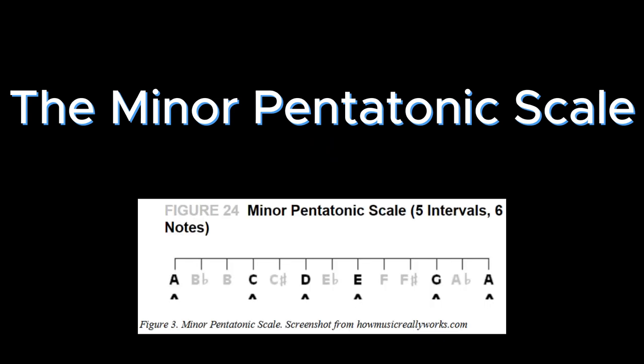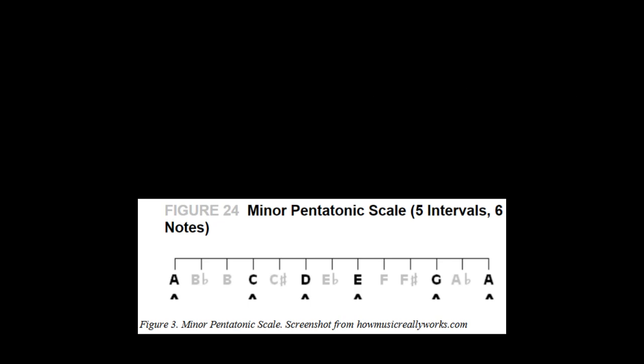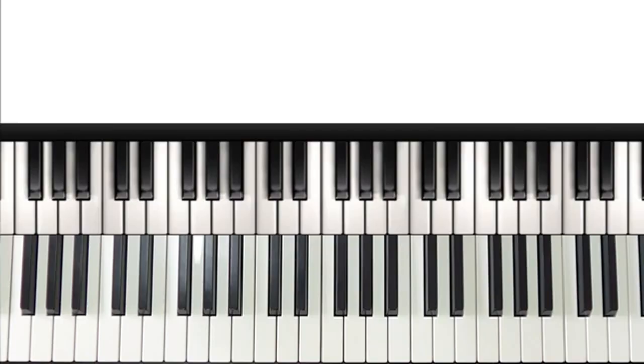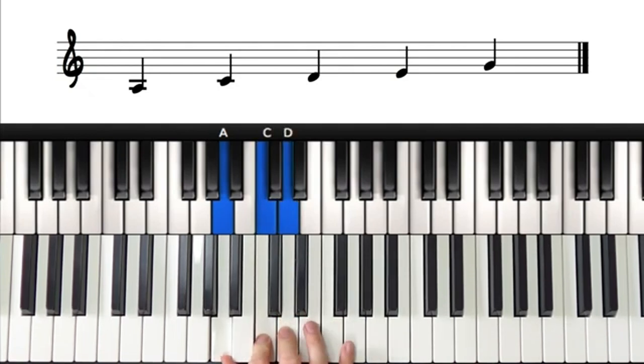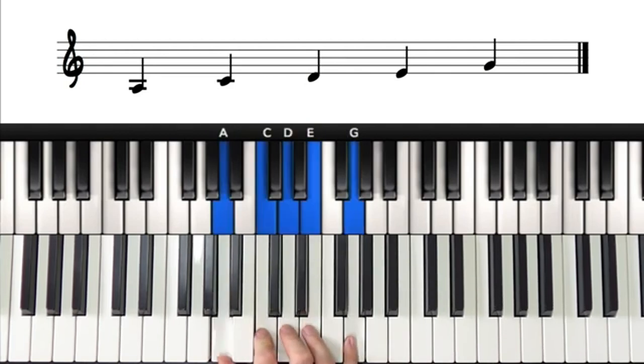The minor pentatonic scale. It is said that the minor pentatonic scale uses the same notes as major pentatonic, but in a different order. So the minor pentatonic is a five-note scale consisting of the first, third, fourth, fifth, and seventh notes of the natural minor scale. So in the key of A minor, this is the minor pentatonic scale.